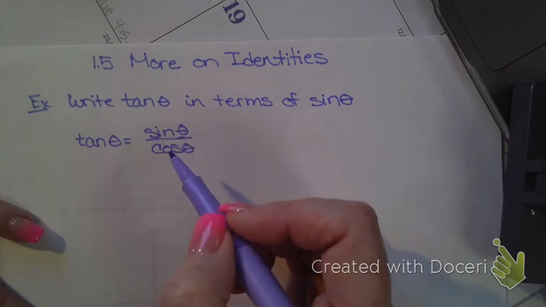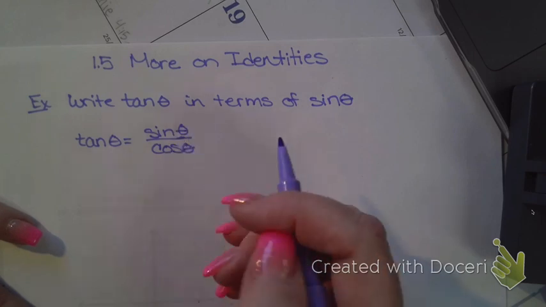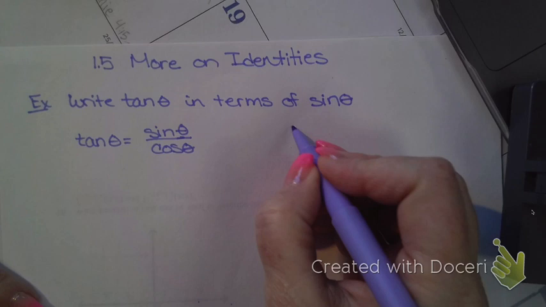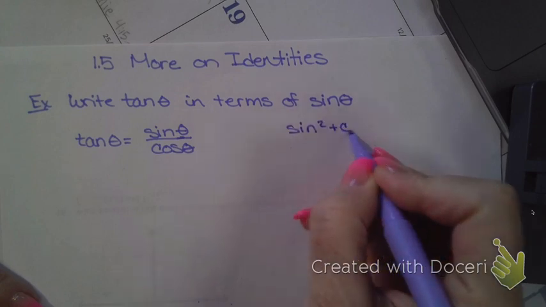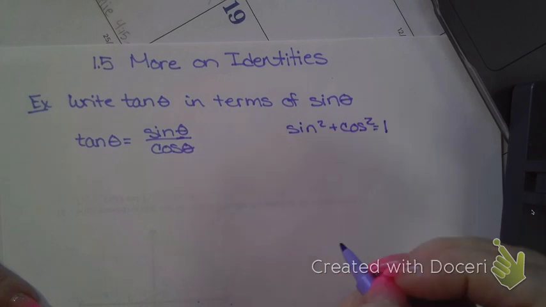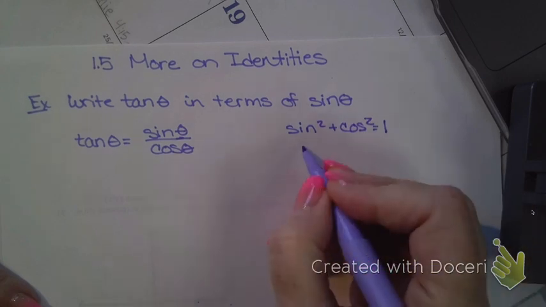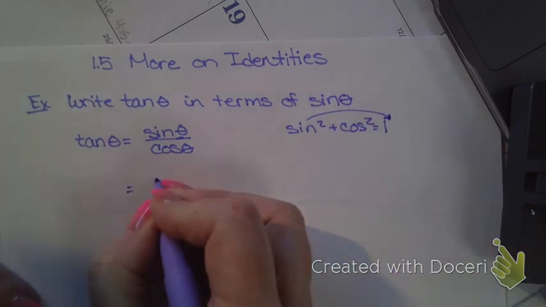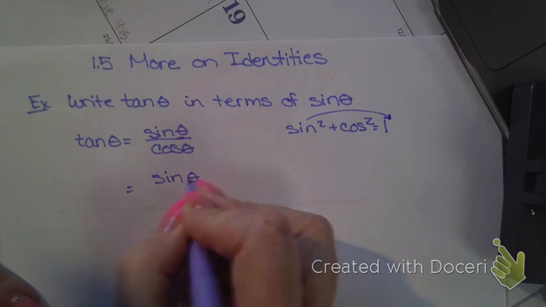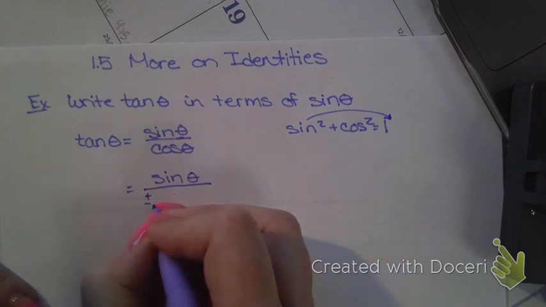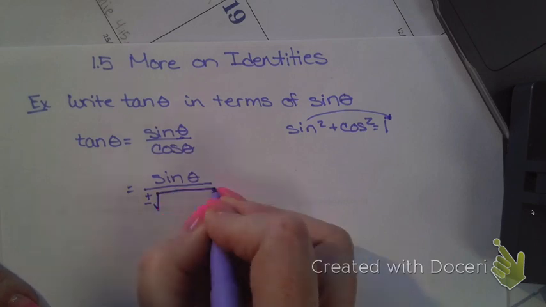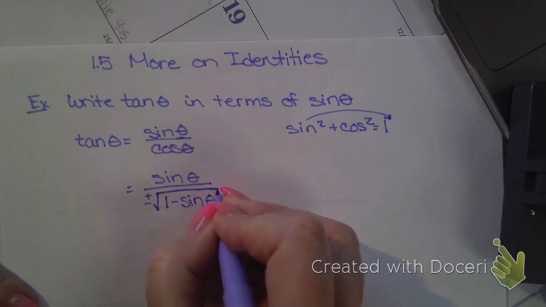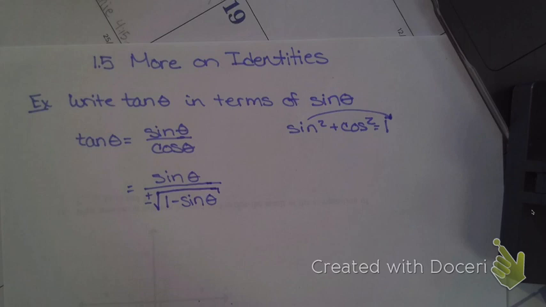So do we have a way to get cosine into sine? Yeah. With the what? Pythagorean. So we have sine squared plus cosine squared equals 1, right? Yes. So then we would subtract sine squared and take the square root. So then I have sine of theta over plus or minus the square root. Why is it plus or minus? Because it's the square root. How do I decide on plus or minus? The quadrant. Good job.